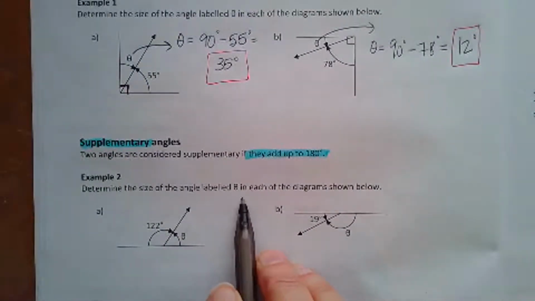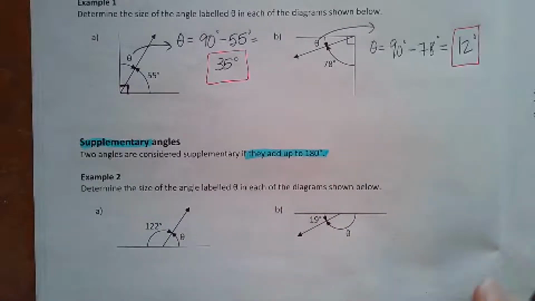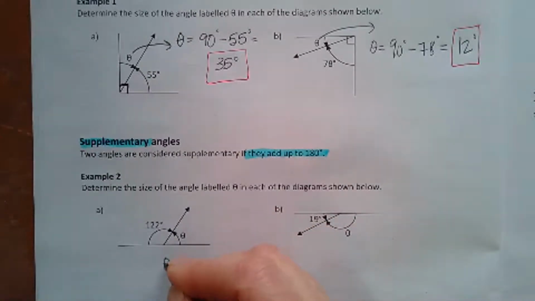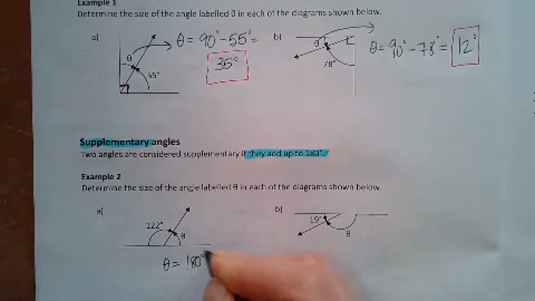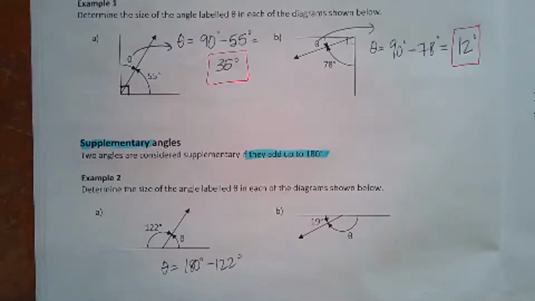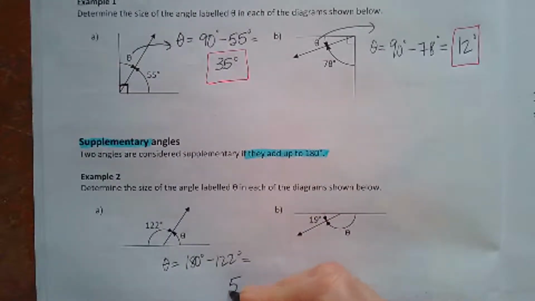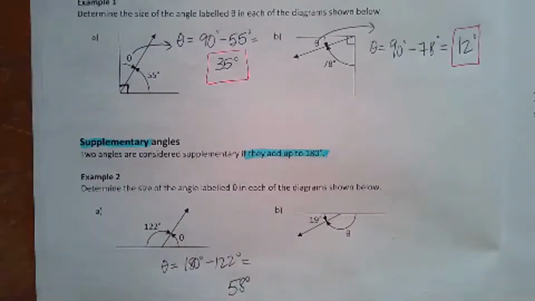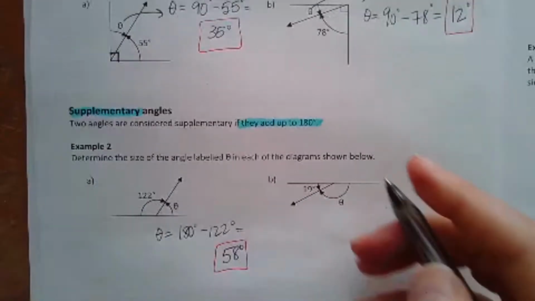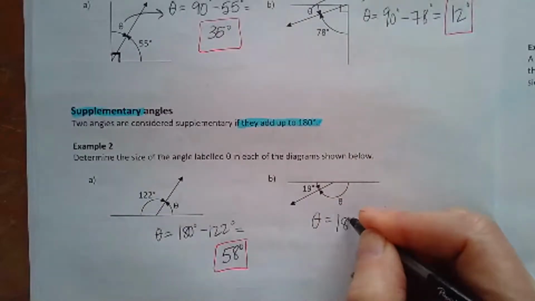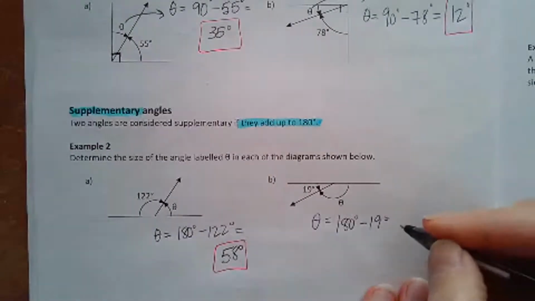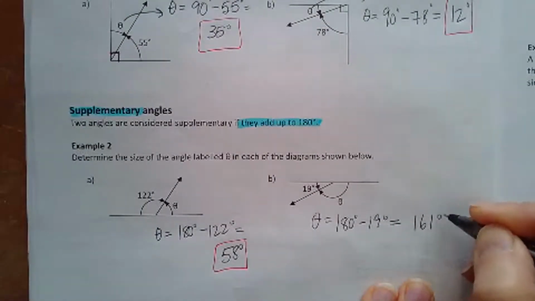Determine the size of the angle located at theta in each of the diagrams below. So we have a nice straight line. If this is 122, then theta has to be equal to the whole line, 180, take away 122, which leaves me with 58. So 58 degrees is the measure of angle theta. Here, same thing. Theta will be equal to 180 take away 19, and that's going to give me 161 degrees.